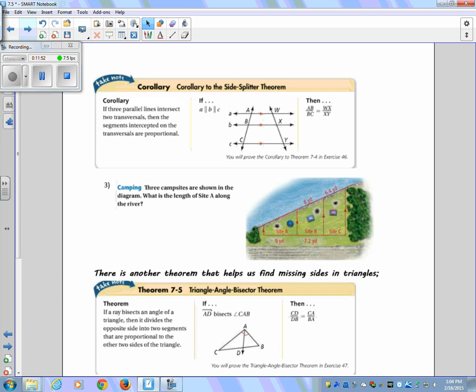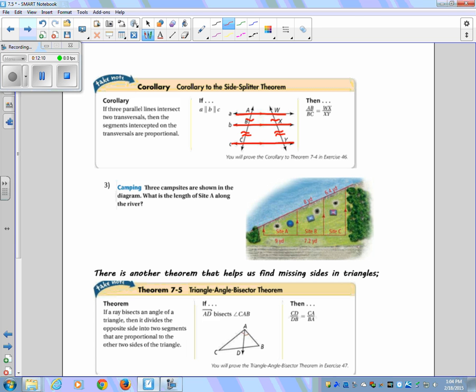A corollary to the side-splitting theorem just says that if you have more than one parallel line, it splits all of these segments proportionally. This is to this, as this is to this, etc.